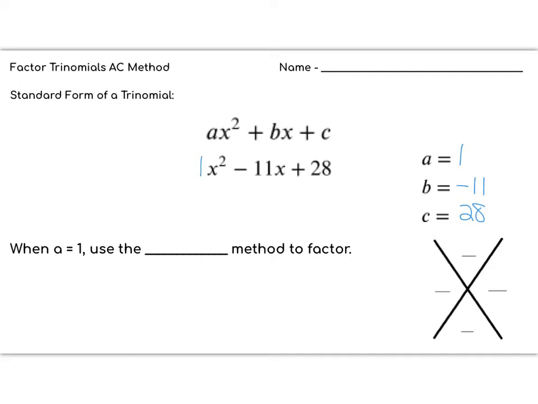And when A is 1, we have been using the x method. So we need two numbers whose product is 28 and whose sum is negative 11. And that would be negative 7 and negative 4. So x squared minus 11x plus 28 factors to x minus 7 times x minus 4.